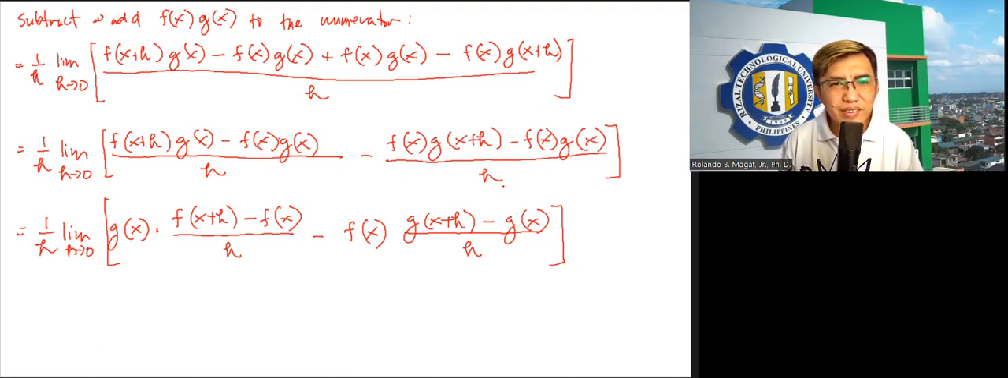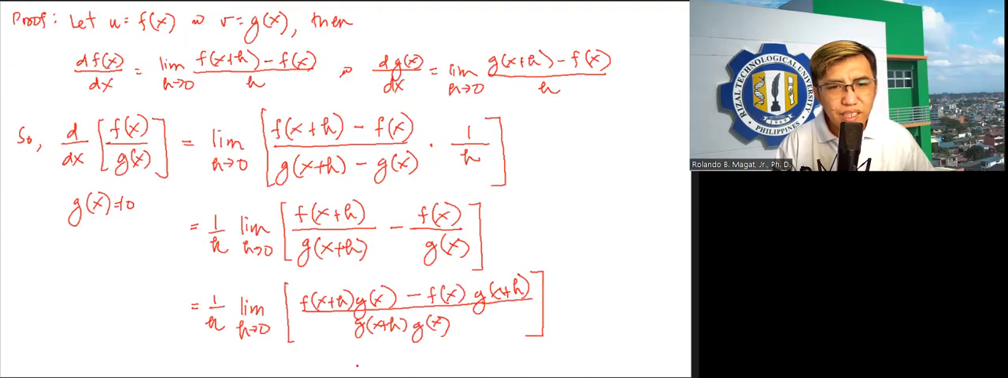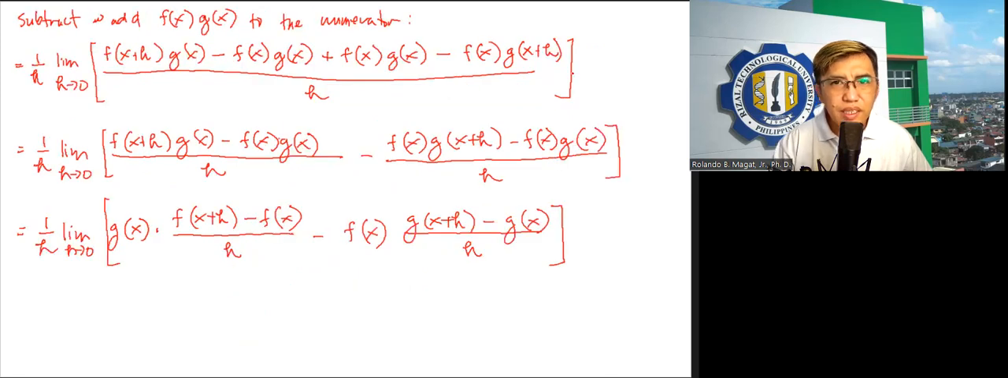May nawala tayo. Ayun, yung denominator natin nawawala. Mag-multiply pa tayo diyan ng g of x plus h times g of x. Nawala. 1 all over g of x plus h times g of x.